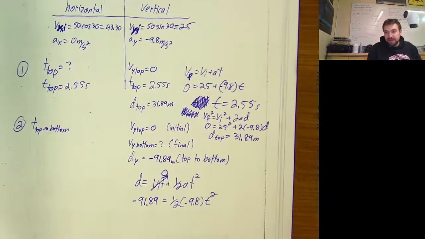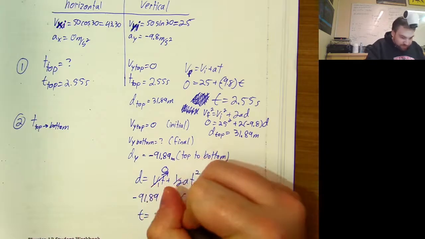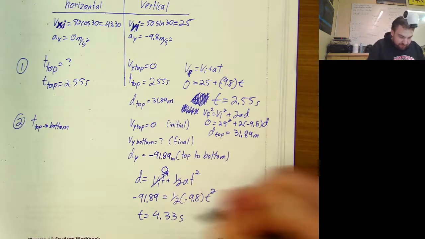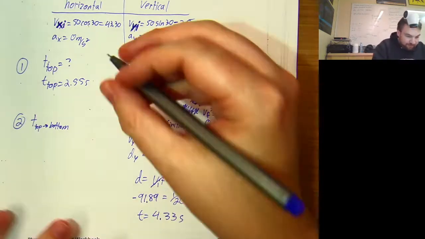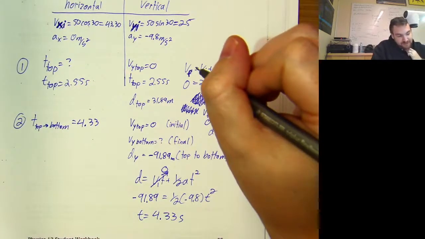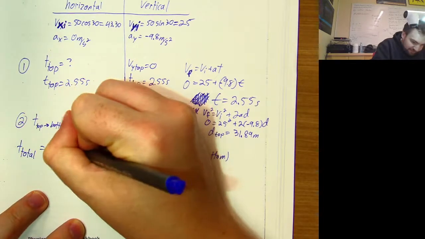All right, let's write that down. So this is going to give us negative 91.89 times 2 divided by negative 9.8, then the square root. My answer is a time of 4.33 seconds. So that's the time from the top to the bottom. So I got 1 and 2. The total time, or T total, is equal to 1 plus 2.